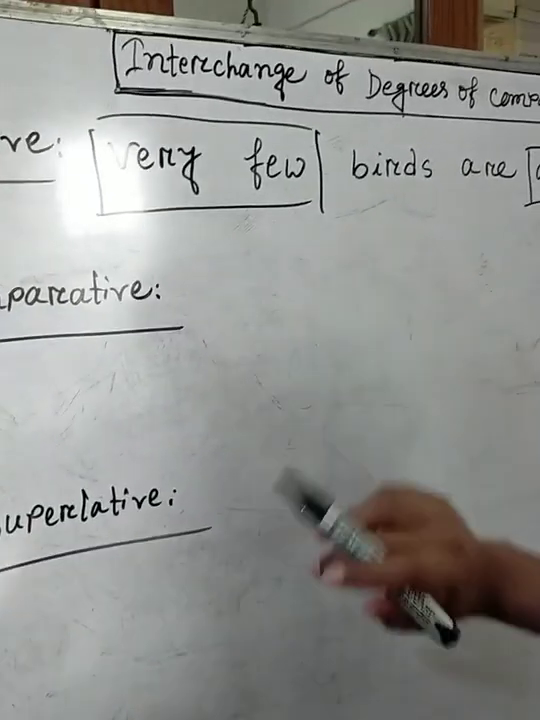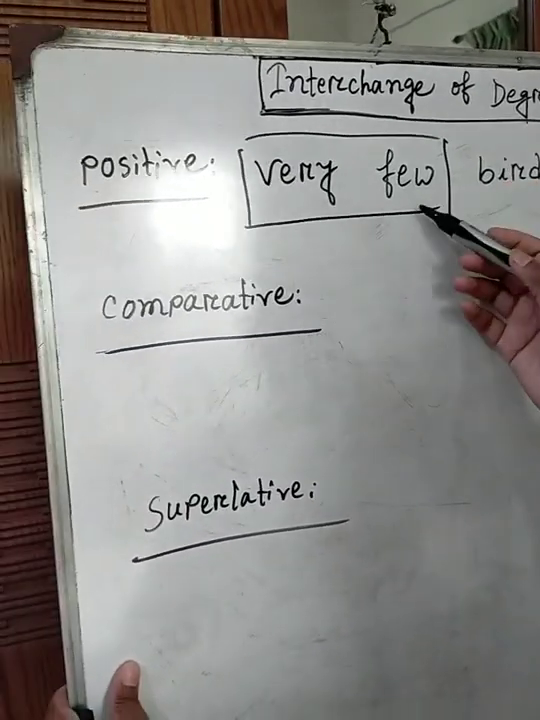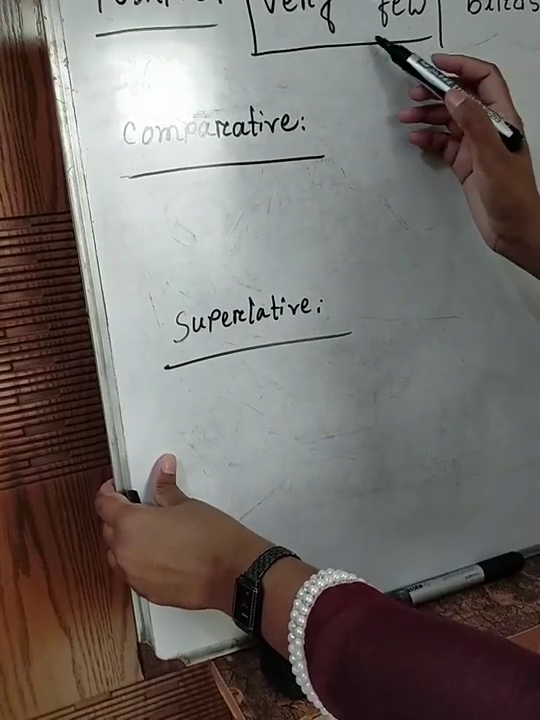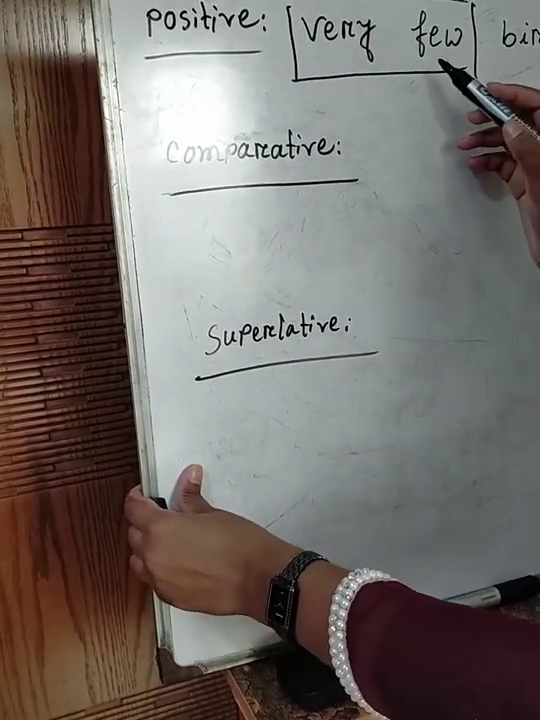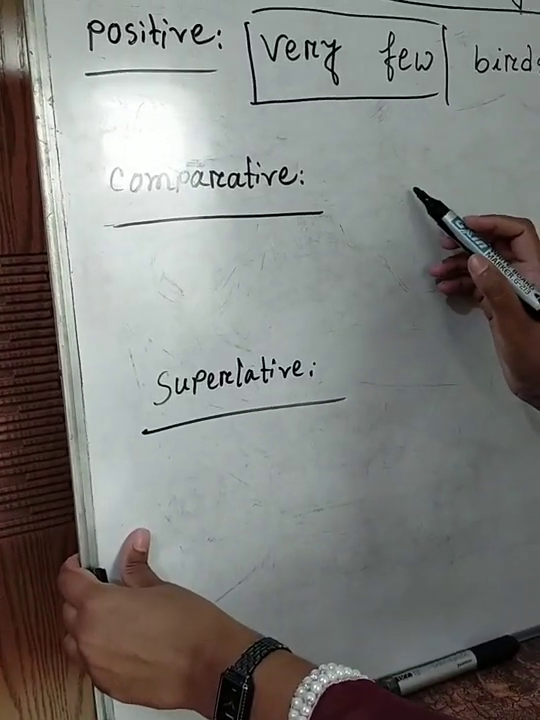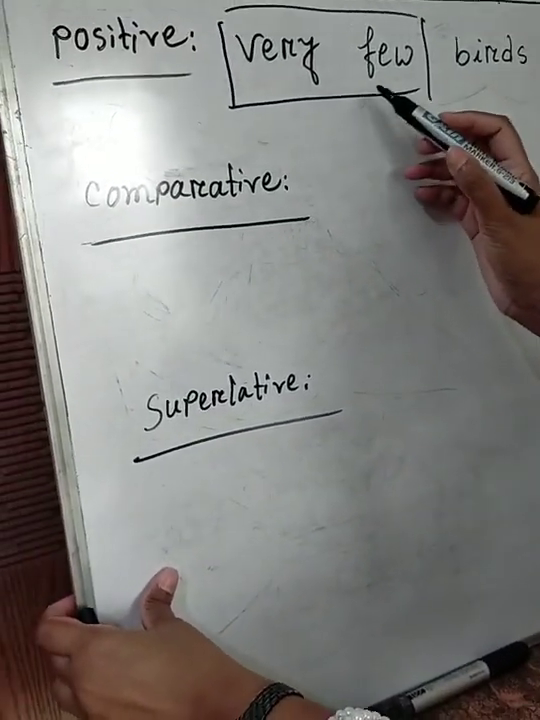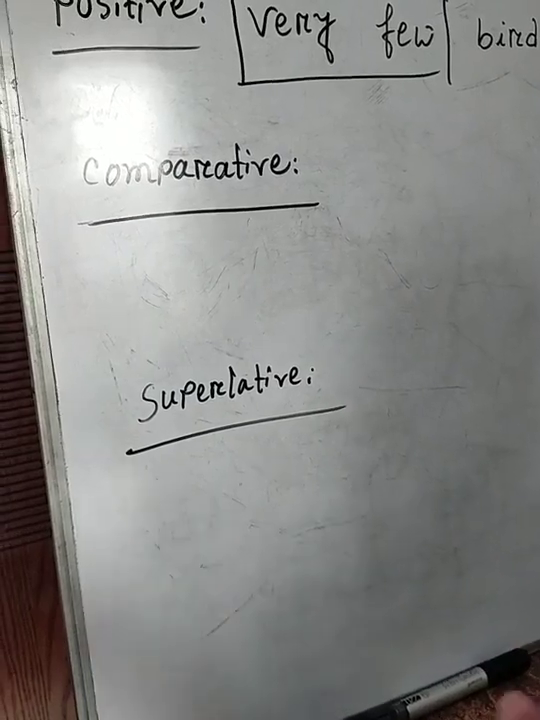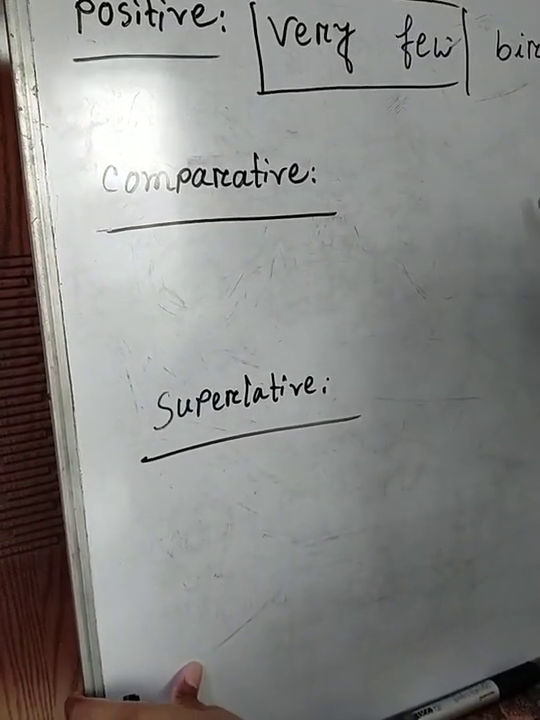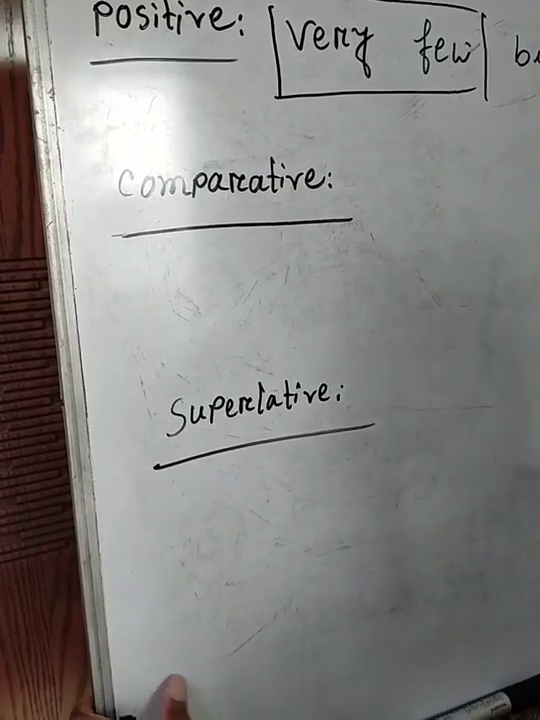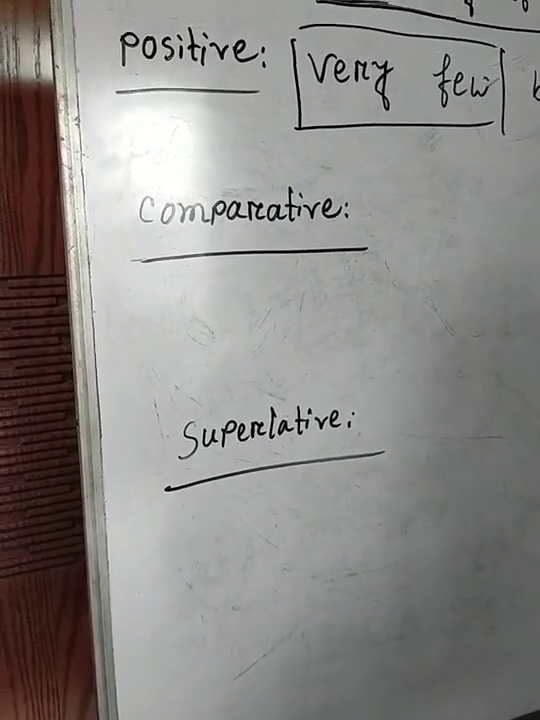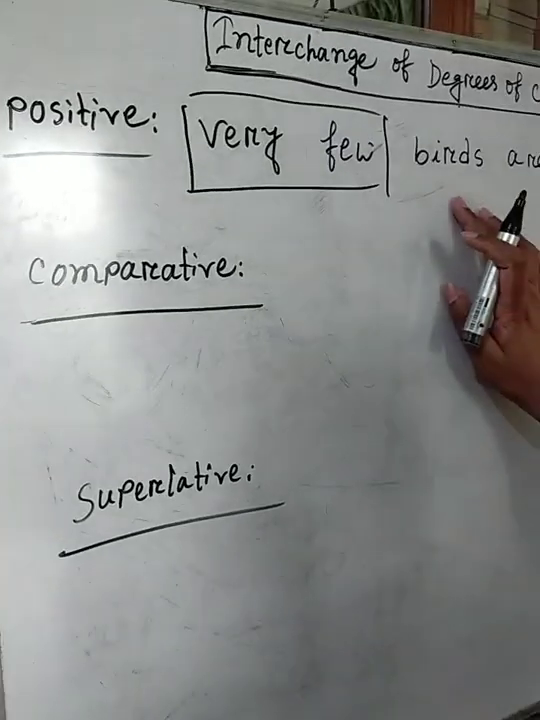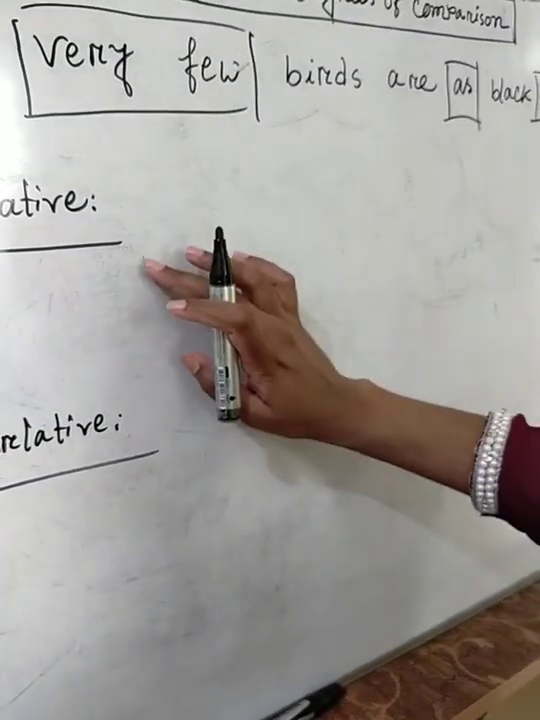So dear students, how can I change this type of example into comparative or superlative? If I get very few in positive degree, then how can I change it into comparative degree? First of all, you should notice that we get very few here. If I get very few in a sentence, we have to use most other in comparative degree. There is a very easy way to change positive to comparative.